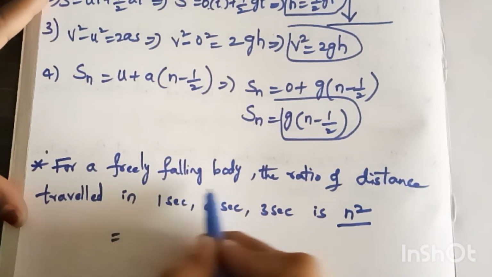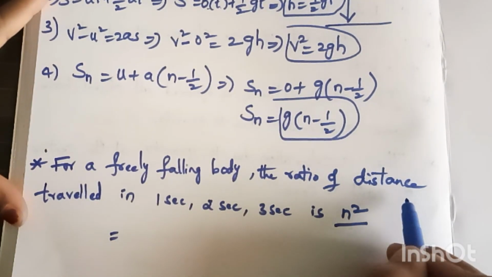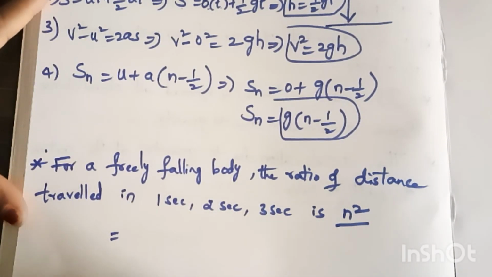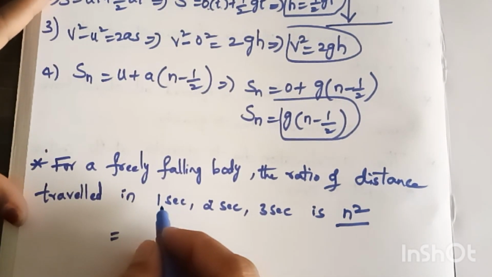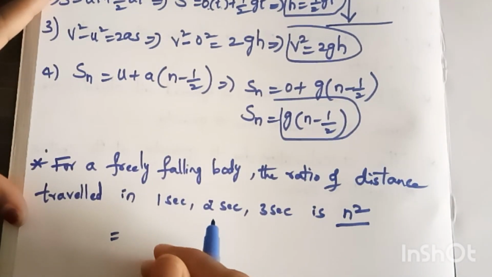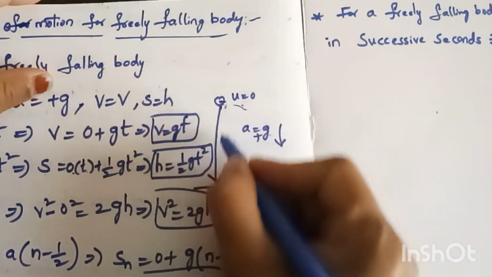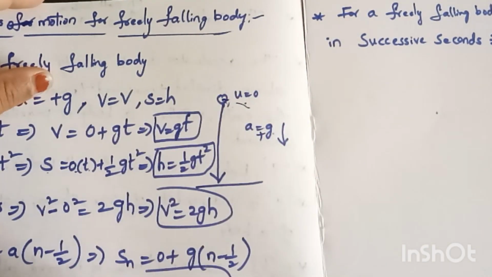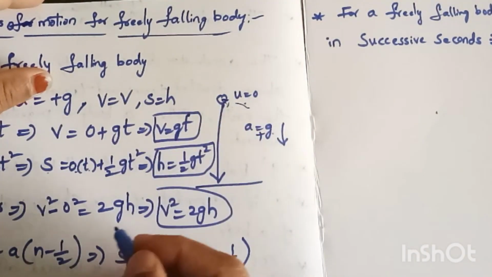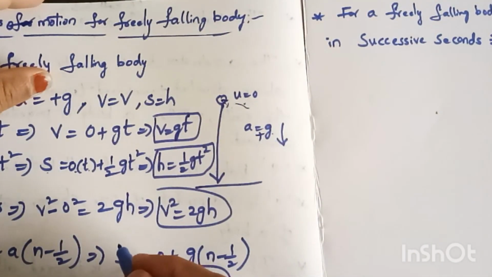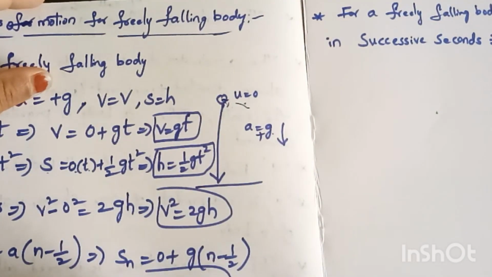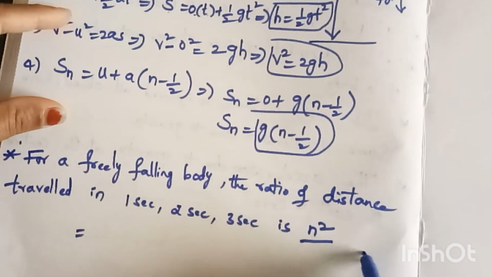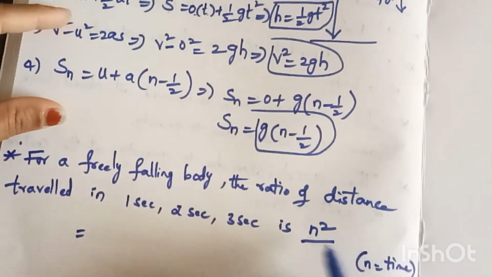So for a freely falling body, the ratio of distance traveled in 1 second, 2 seconds, 3 seconds is n square. Suppose an object is freely falling: for the first second, how much distance has the object traveled? For the second second? For the third second? It is n square. Here n represents time.